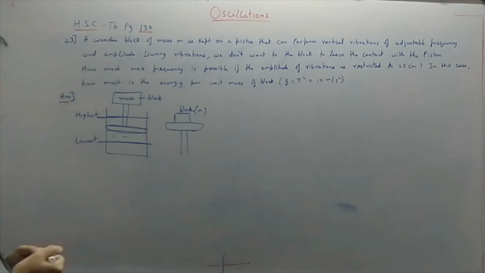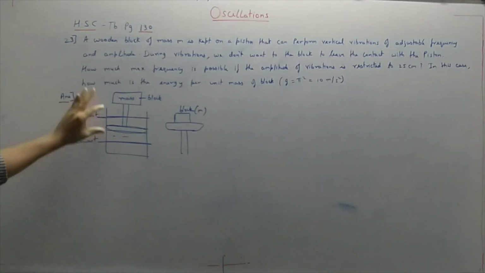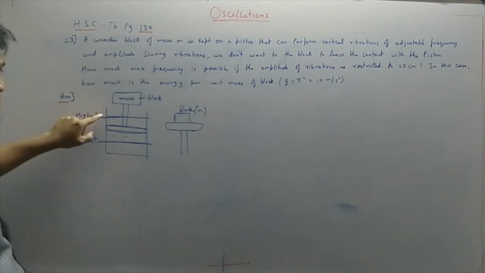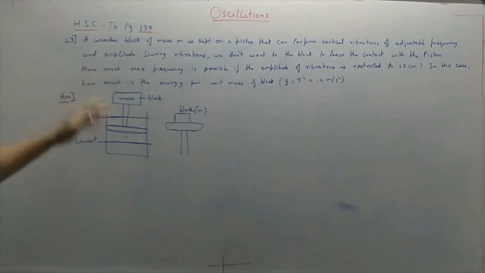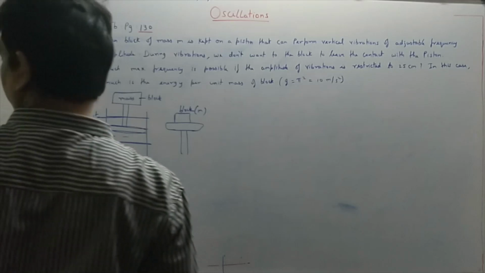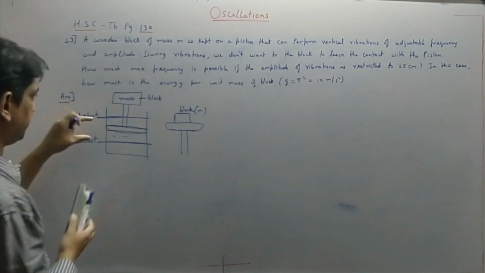The diagram is not there for you, but you should know that the piston is performing vertical SHM, simple harmonic motion, between two extreme positions having amplitude, one is plus A on this side and minus A on the other. So it is performing vertical SHM. Basically, a restoring force is acting on this piston between the two extreme positions.